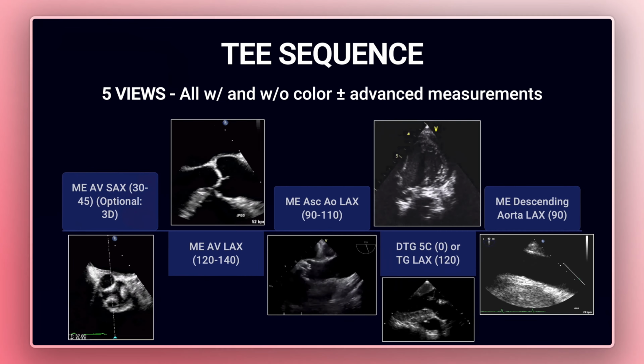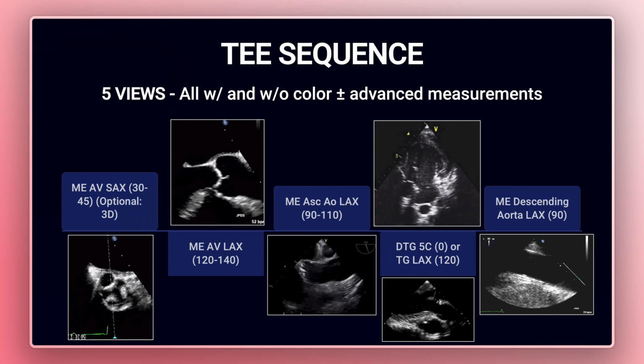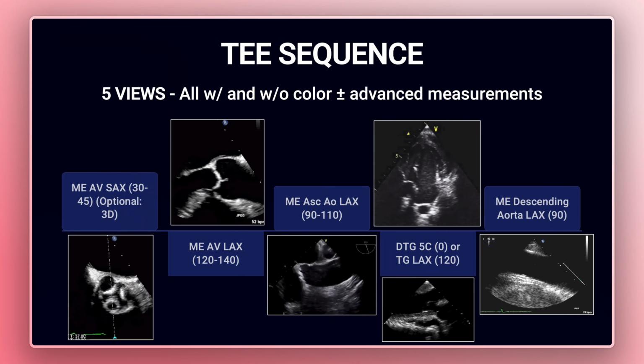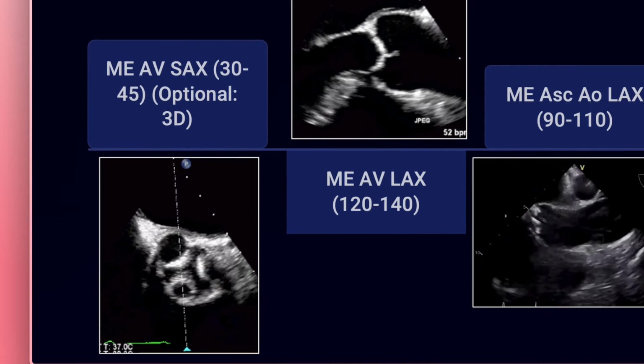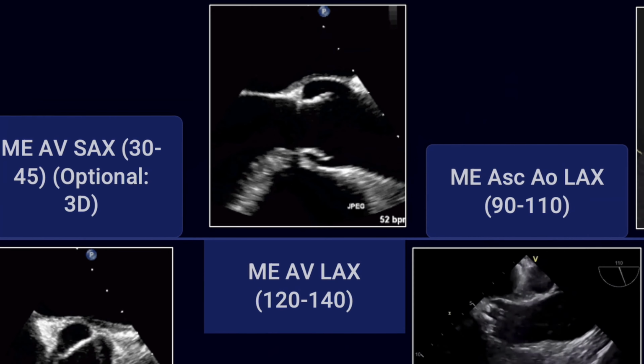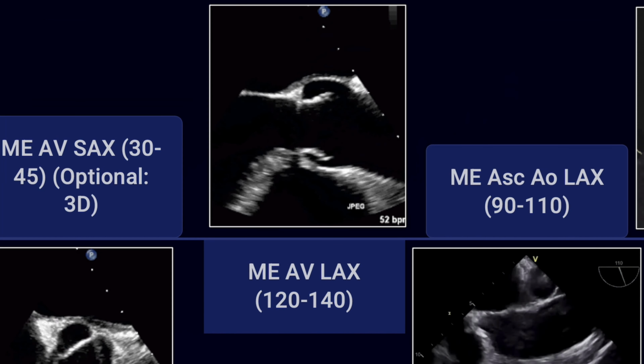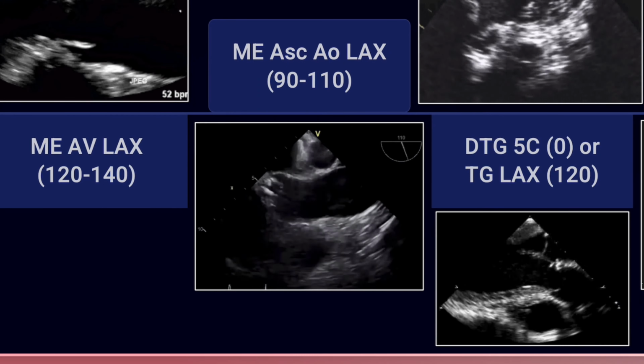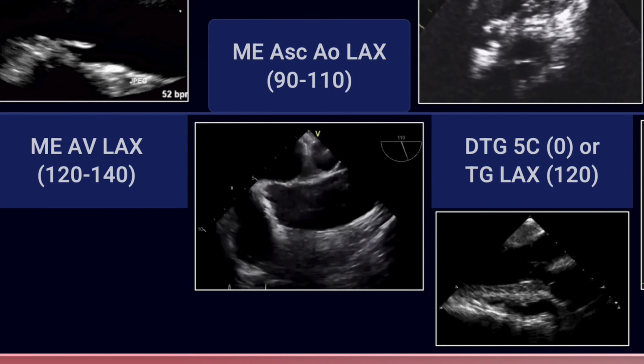But each of these views I use with and without color, and also some of the views I use more advanced measurements as well. The first view is the mid-esophageal aortic valve short axis. The next view is the mid-esophageal aortic valve long axis. The third view is the mid-esophageal ascending aorta long axis.